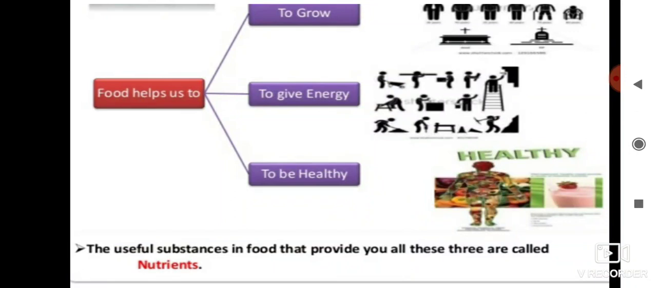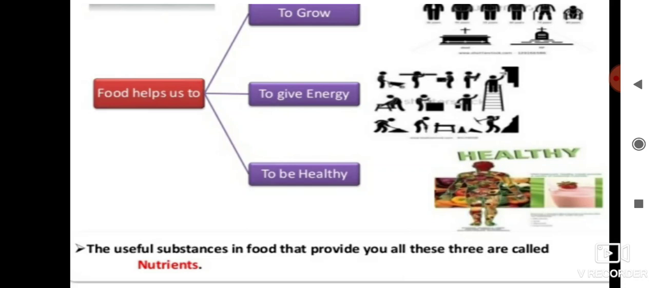Now, why do we need to eat food? The question that comes to our mind is why we need to eat food. Basically, we need to eat food because of our growth. We need to grow physically as well as mentally. So food is helpful for our growth. You can see the pictures here.